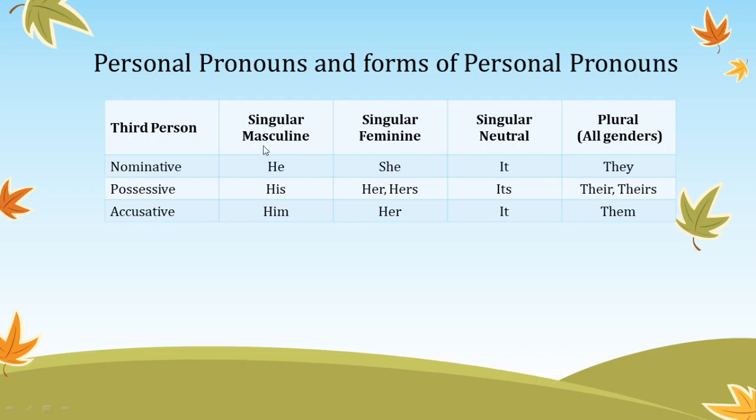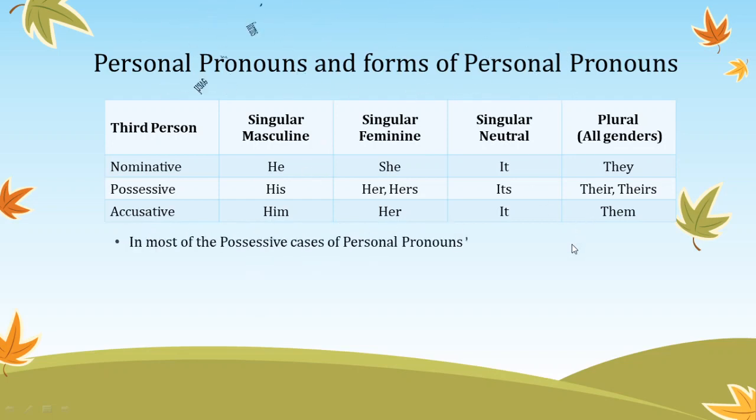Possessive form for singular masculine, that is male form, it is his. Female, that is feminine form, it is her, hers. And neutral, it is its. In all the genders of plural, masculine, feminine and neutral, it is their, theirs. Accusative, it's him in masculine, her in feminine, it in neutral. And in plural for all these three genders, it is them.